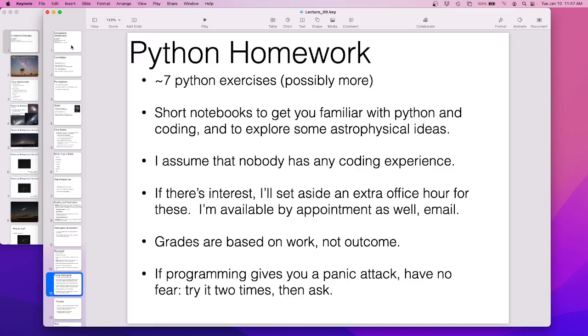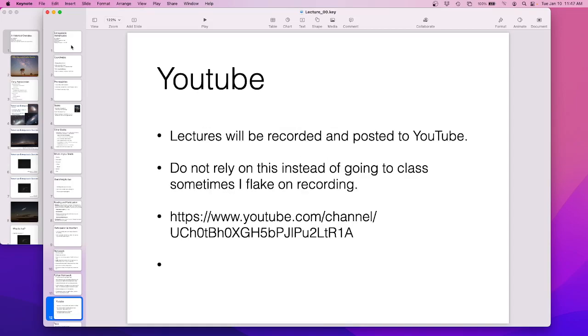Grades are based on effort, not outcome. So if you try and you can't get it, that's fine. I want to see that you tried something, and that's really the important bit. So this is about effort more than success. Put your hands on it, beat your head against it for a little bit. But if programming gives you a panic attack, just try it twice and then turn in what you did. I'm not looking to make anything painful here. That being said, the homework exercises are really about getting color from temperature. So there are useful outcomes there.